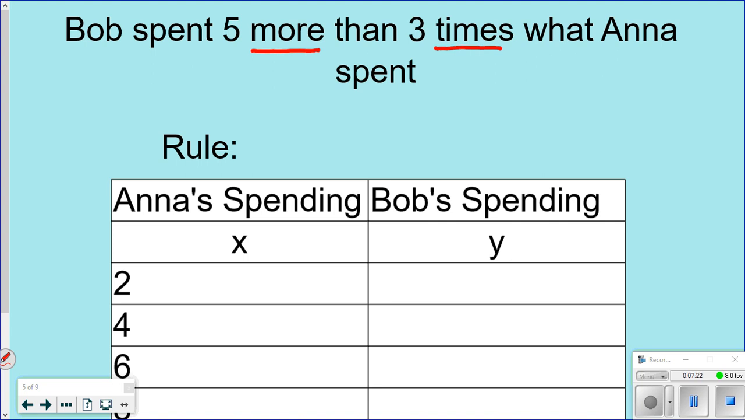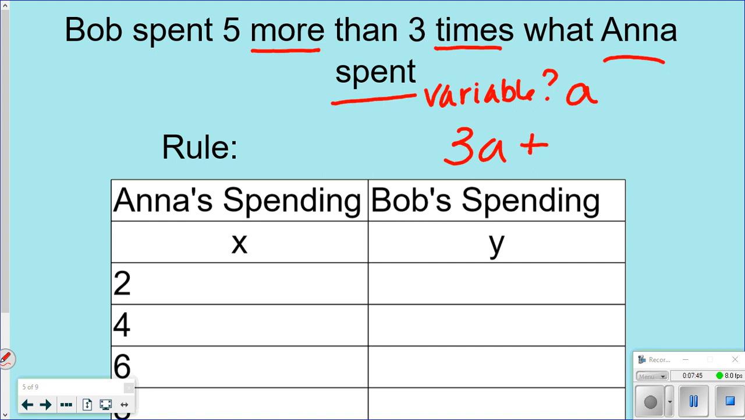So do I know what Anna spent? I don't. So we're going to make what Anna spent a variable because we don't know what she spent. I'm going to use A just because I like the letter A and it begins my name. So for this, it's 3 times what she spent, so 3 times A. And then we have to look back over to the more. The more means addition. So there's my rule. And I guess I could write it over here. Equals what Bob spent.